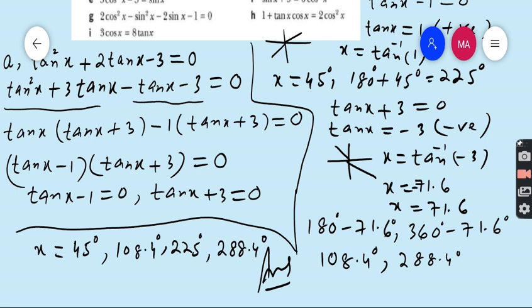So in question number 9, what we have learned from part A is that we need to factorize first and then solve. This is the equation, this is the question. So every part of question number 9 is a quadratic equation. Let's start part B.